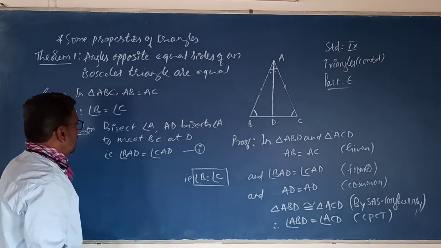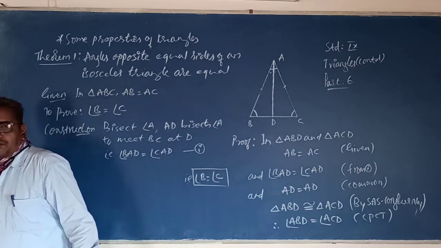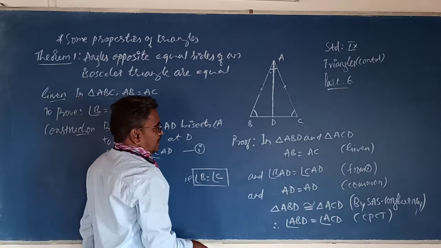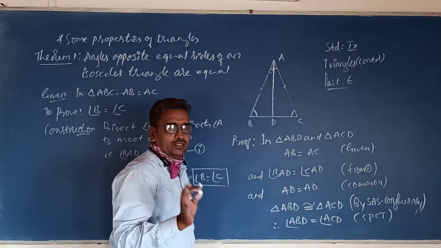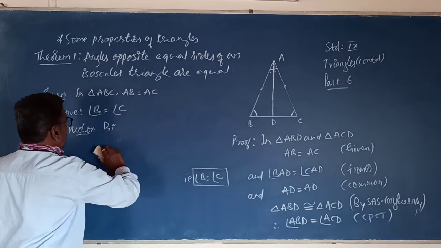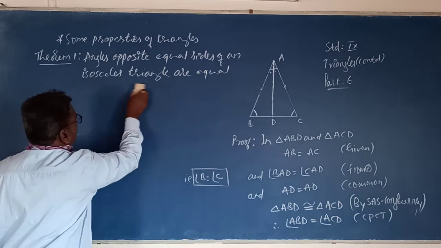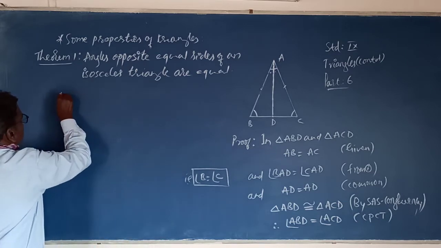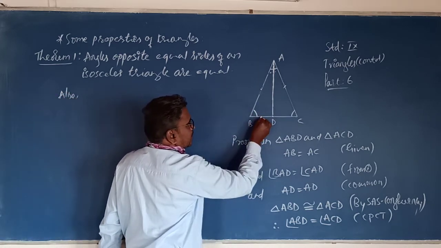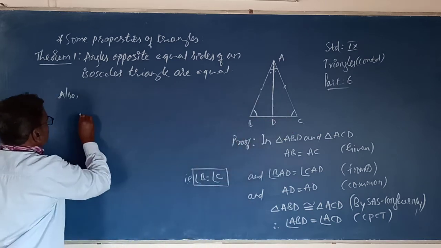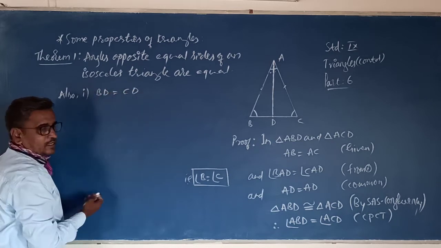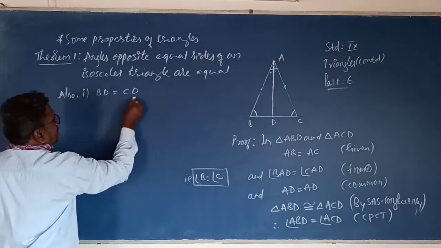And another important property also we can prove here. So in an isosceles triangle, you can remember this always, in the form of corollaries you can write. Also, these two triangles are congruent. So BD is equal to CD. Yes, BD is equal to CD, that is CD.